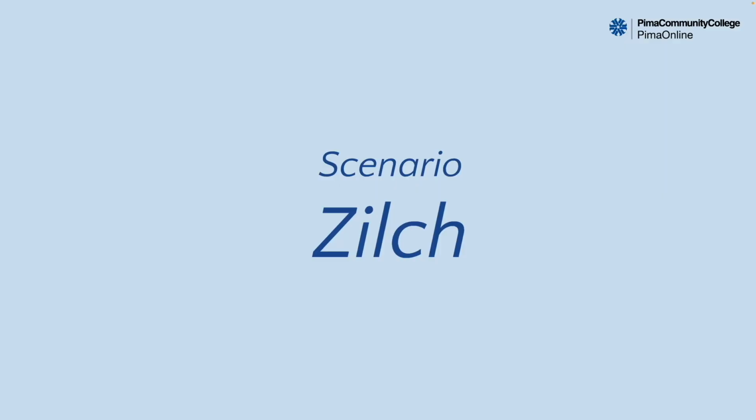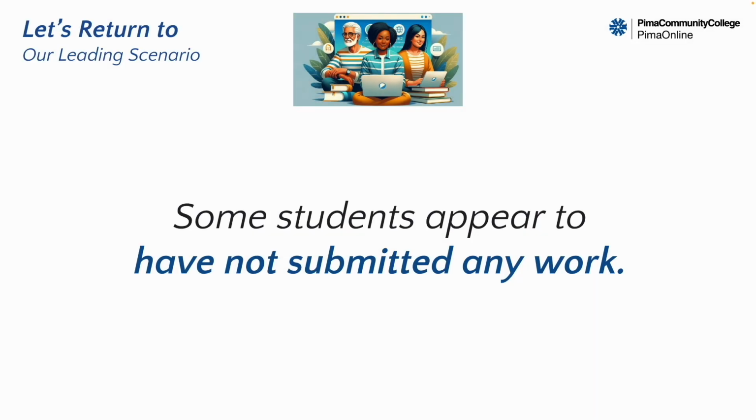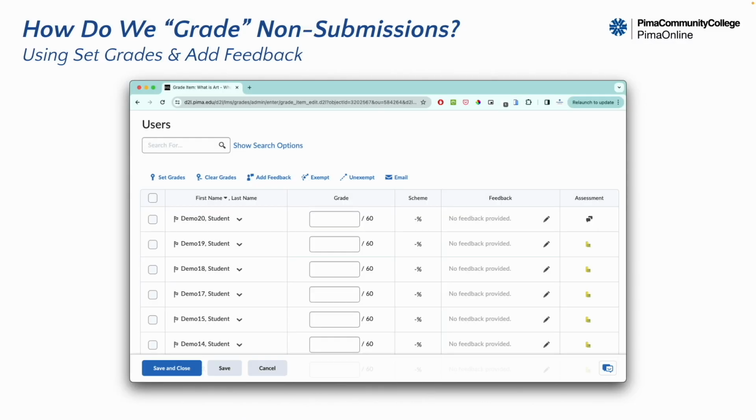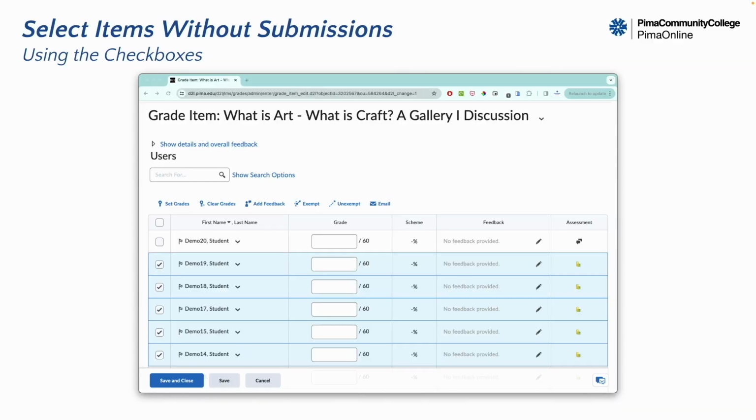All right, so for our first scenario, which I will call Zilch, we are working with students who have not yet submitted any work. This is our leading scenario, and again, when I open up the individual grade item, it's not looking good. I see one student who has submitted their work, named Demo Student 20. If I scroll down, looks like almost no one has submitted any kind of work, and I need to keep their grades up to date. I need to add some feedback as quickly as possible, even though there's not much to say.